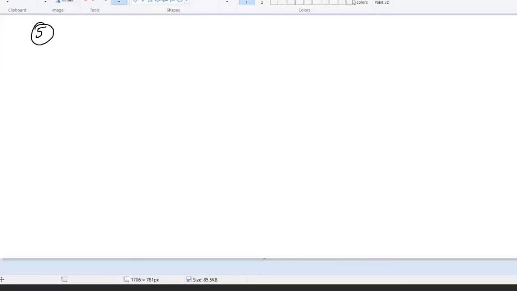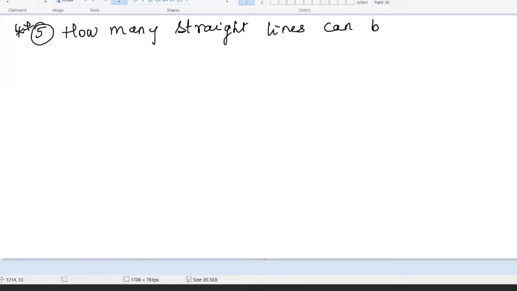Fifth one, how many straight lines? I said this is an important, mark important, okay? It's an important question. How many straight lines can be formed from 10 points.